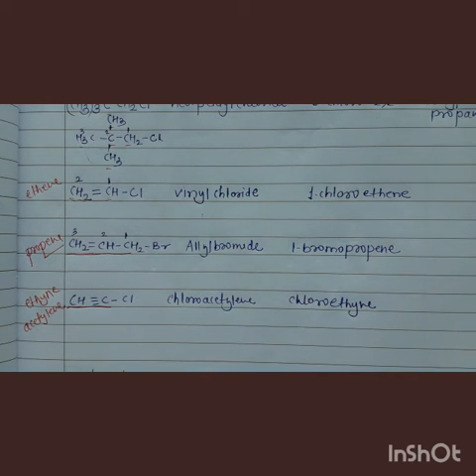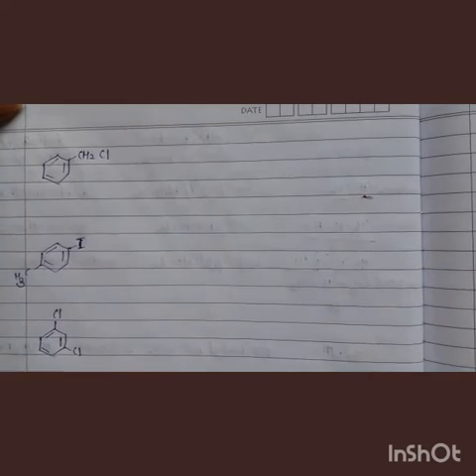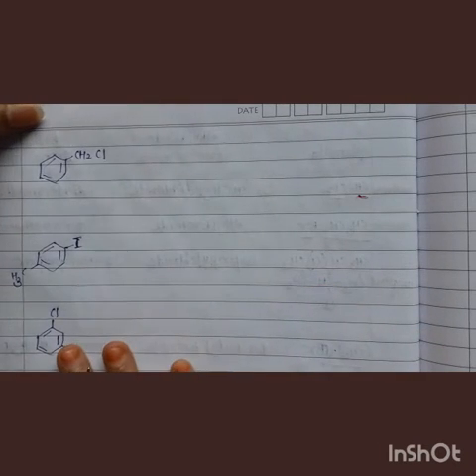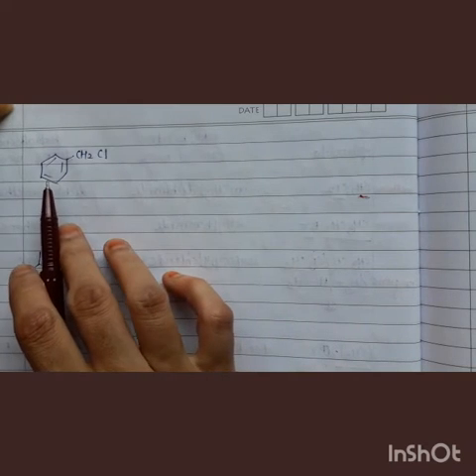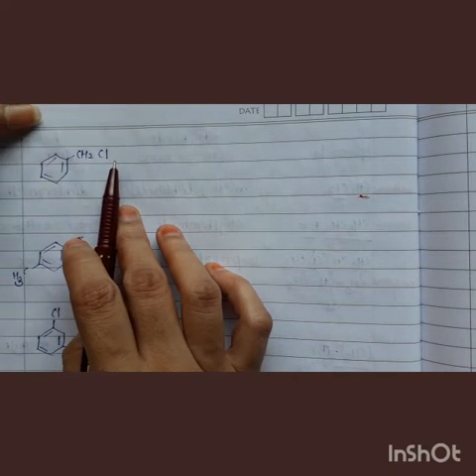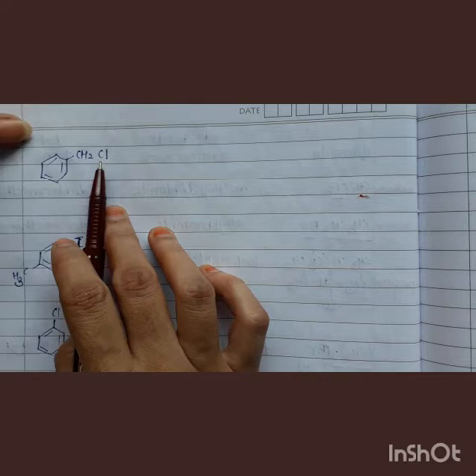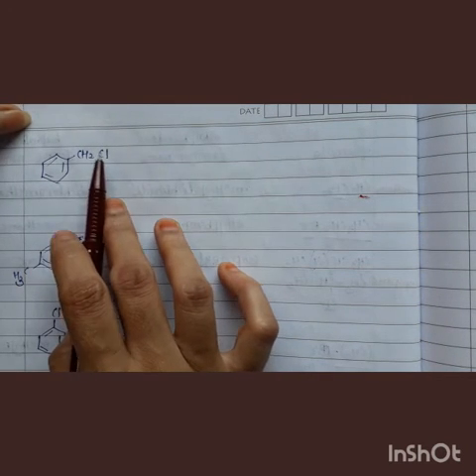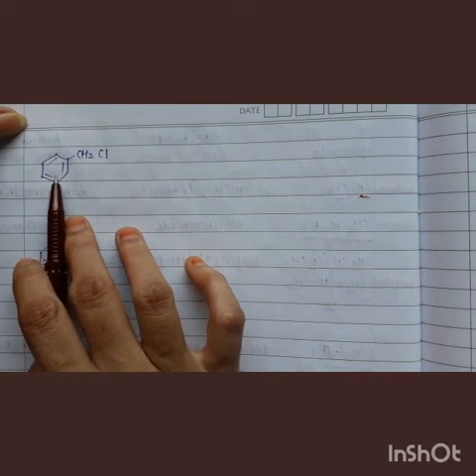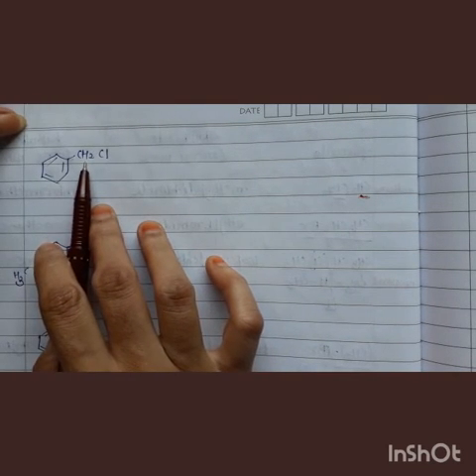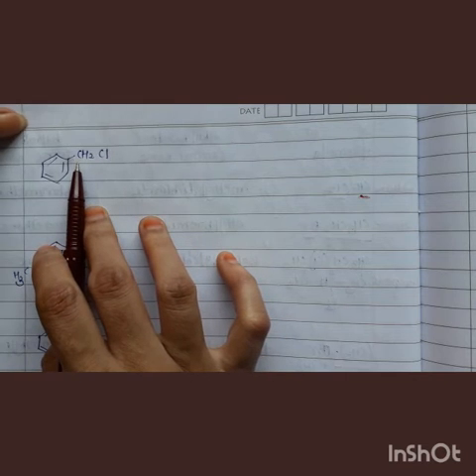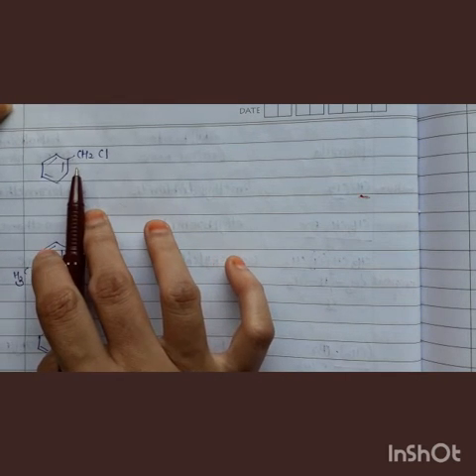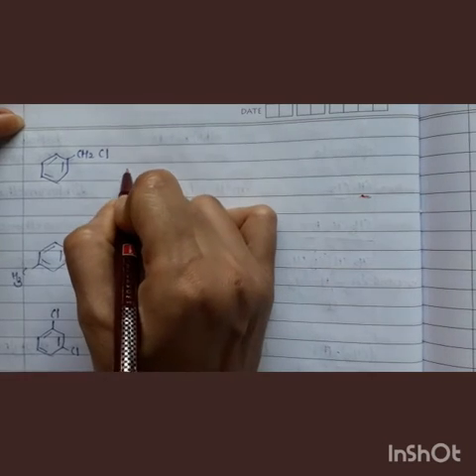Let us see some more examples. Let us see this example: a benzene ring with CH2Cl. We have seen that when a chlorine atom is directly attached to the benzene ring, it is called a haloarene. But here chlorine or halogen is not directly attached to the benzene ring. The benzene ring is attached to one methyl group, and then chlorine is attached to that carbon atom. So in this case, the name of this compound is benzyl iodide.